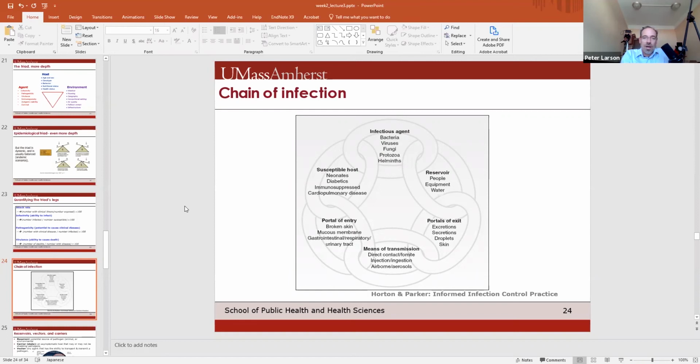Portal of entry: broken skin, mucous membranes, GI tract, respiratory, urinary tract. Things like bandaging wounds to prevent excretions from leaving the body and having other people be in contact with it, or preventing pathogens from getting into the break in the skin. Susceptible hosts: neonates, diabetics, immunosuppressed, cardiopulmonary disease. Taking care of people who are at high risk for disease to break that and isolating them.